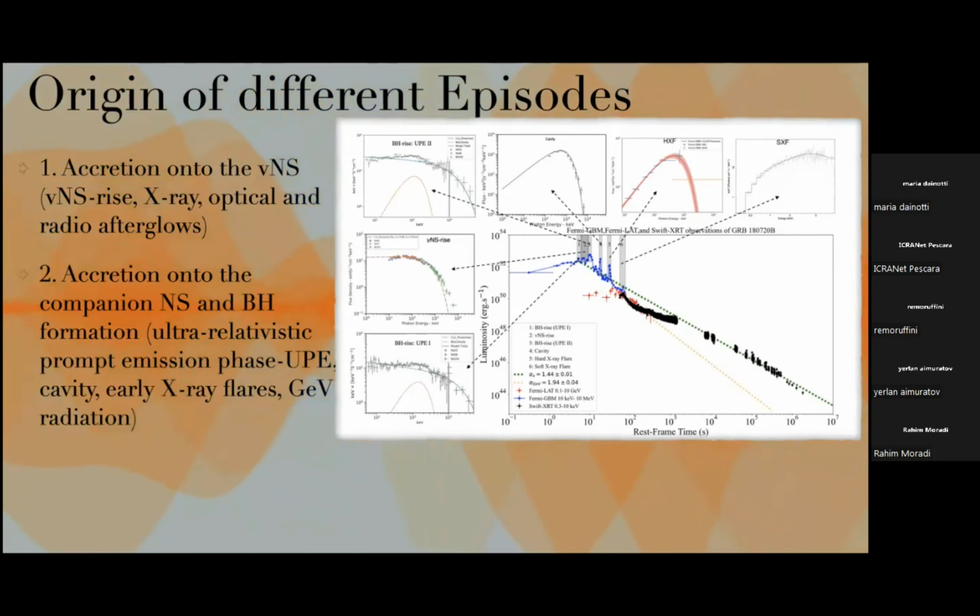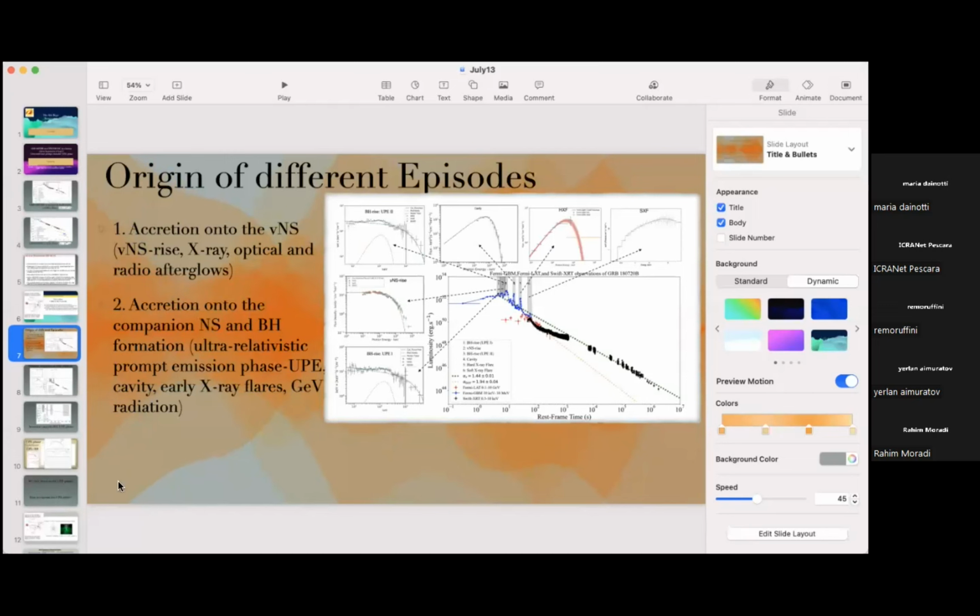In the case that the black hole is not present, then the UPE phase, the first phase, the UPE1 and the UPE2 are missing. And also the JEV radiation is missing. And we have only the accretion of the supernova into the new neutron star, which expresses the X-ray emission of the afterglow.